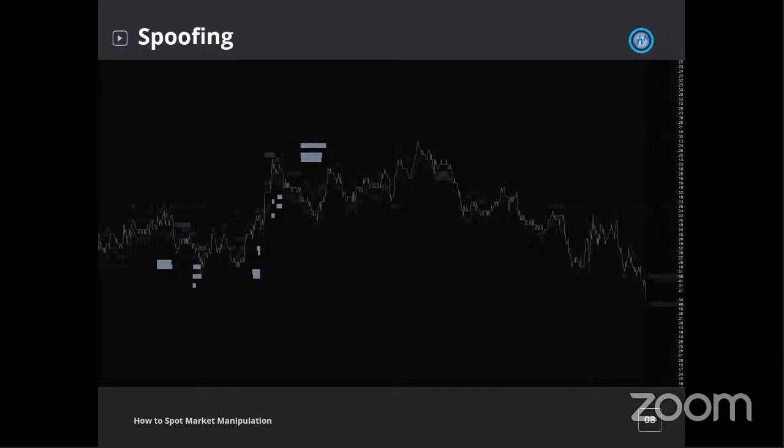Do you use the footprint chart? Yes, I do. That's what I call the tape.